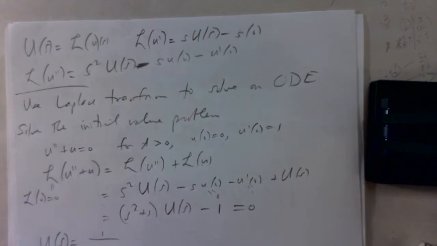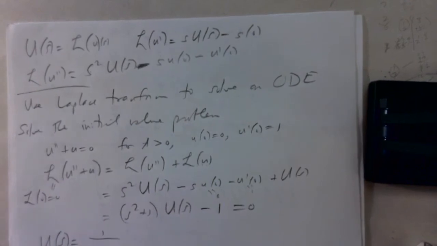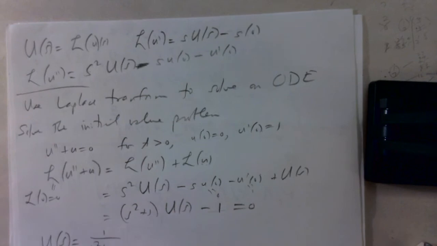So what do we know? We know that our unknown function u has a Laplace transform equal to 1 over s squared plus 1.